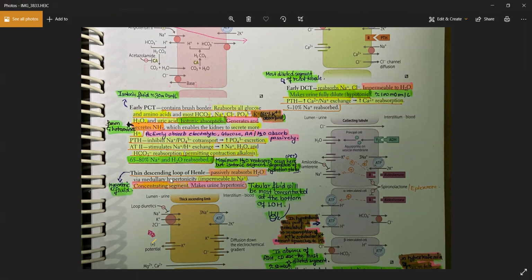The remaining 80% is always getting reabsorbed in the PCT. It doesn't matter if you're in an edema state or a dehydration state. Only a maximum of 80% gets reabsorbed in the PCT. Whatever the concentration of your blood is, it will get managed via the collecting ducts by the action of ADH, right?